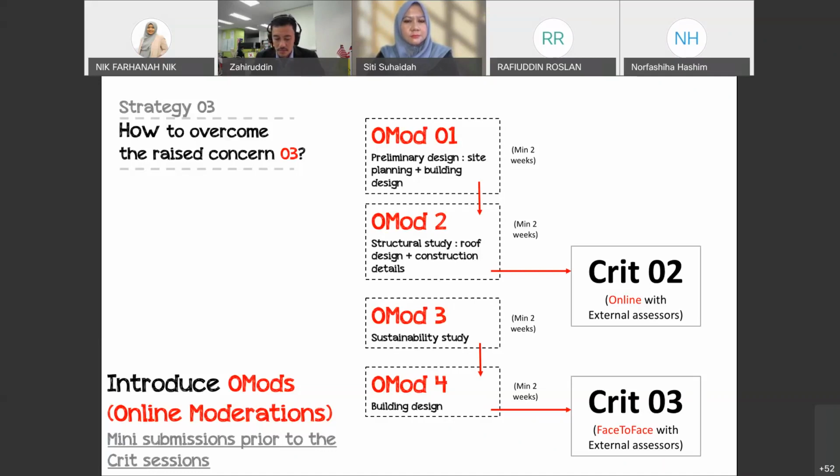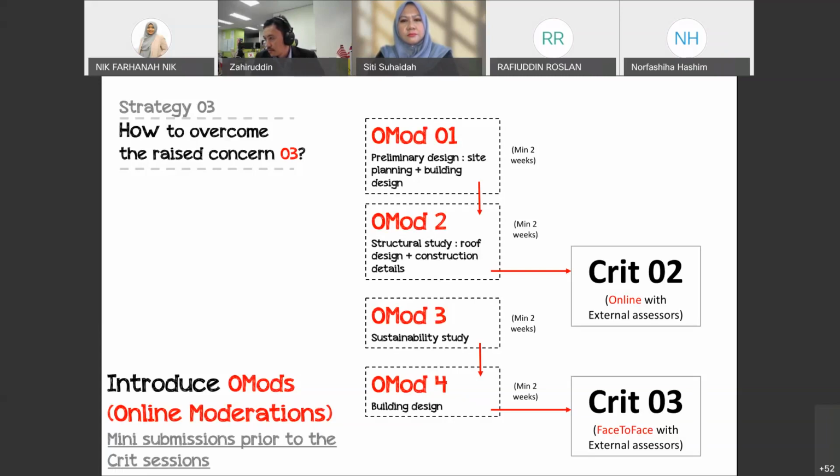During onward 1 and onward 2, they were supposed to submit drawings on the day they were due. For example, in onward 1, they submit the drawings on the preliminary design, and then they get feedback from the tutors, and they come back and revise what has been commented. Then by the time they arrive at the actual crit session, crit 2, they already have most of the things prepared. So it worked well back then.